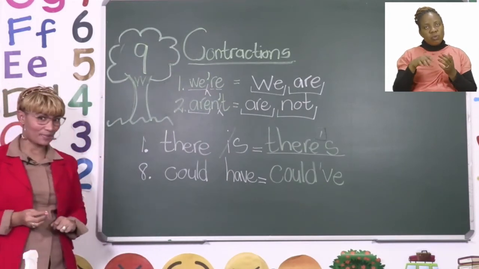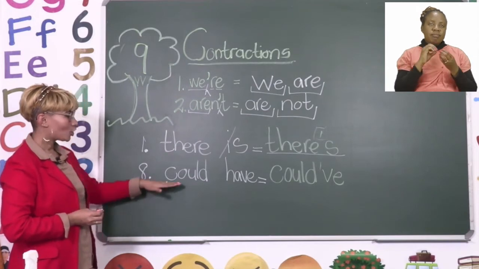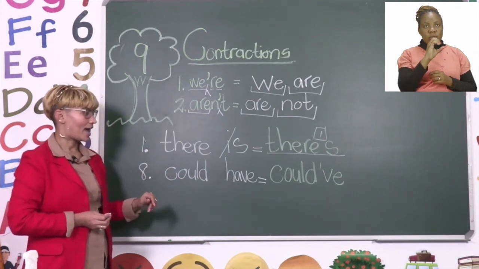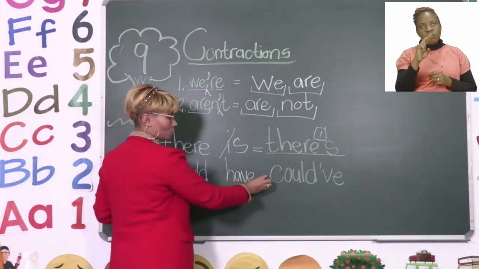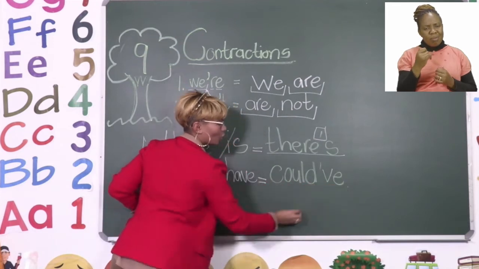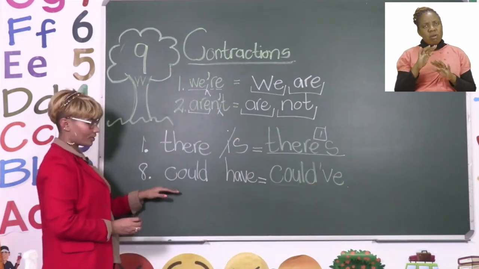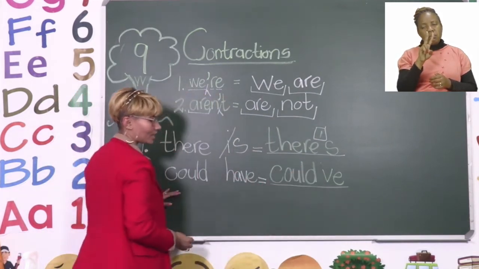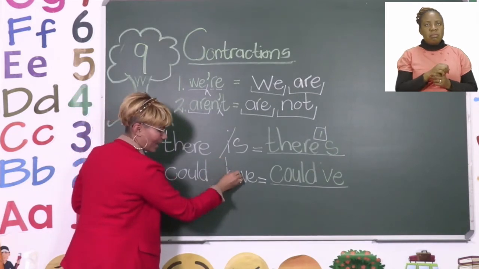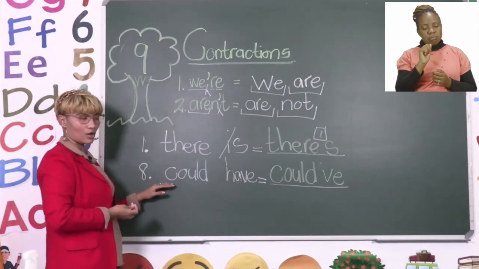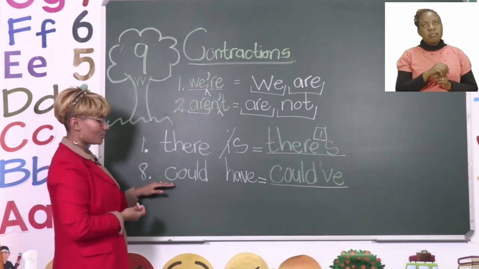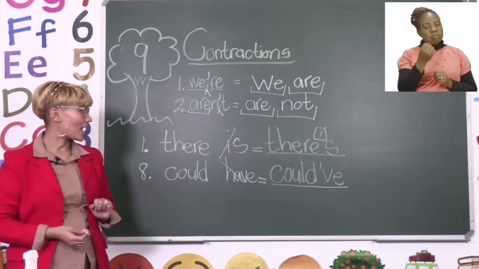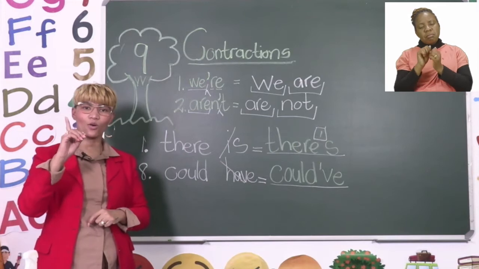Number 8, I took number 8. Let's quickly do it together. Could have. Could have. And if we make a contraction out of these two words, it becomes could've. Right. So if you look at where we have our apostrophe there, the H and the A have been left out. So by doing that, we have just contracted the word where we took two words and turned it into only one word.